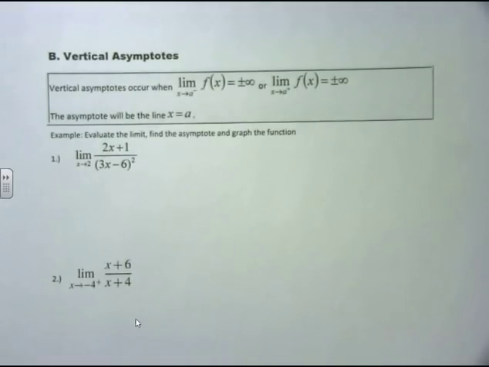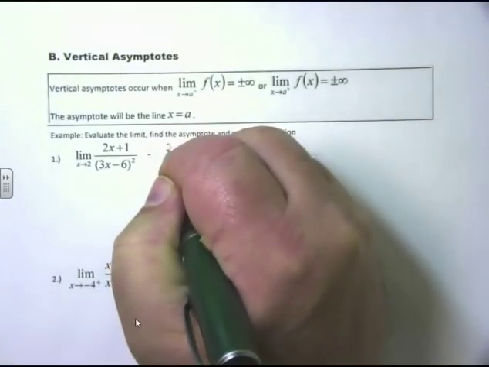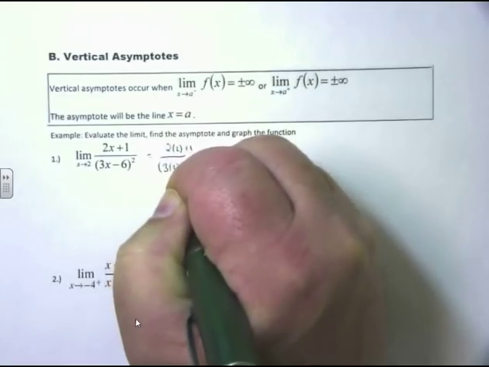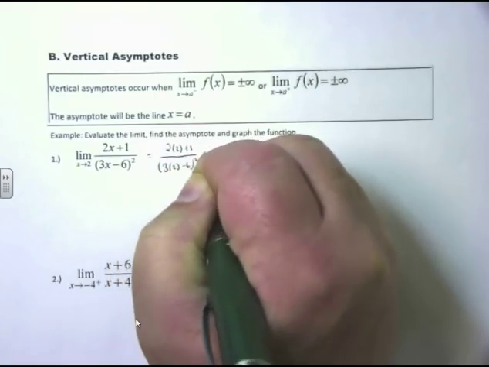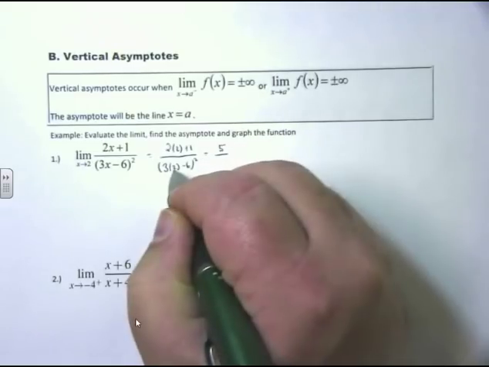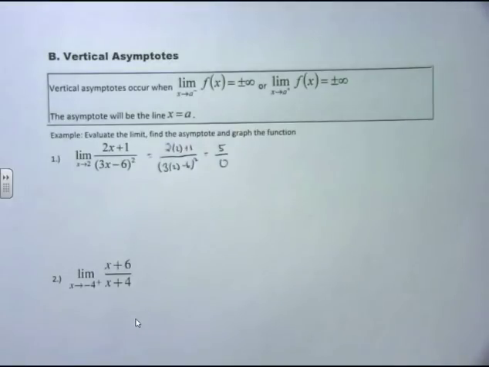Take the limit as x approaches 2 of (2x plus 1) divided by (3x minus 6) quantity squared. Well, the first rule of limits is plug in a number. So let's plug in 2. I'm going to get 2 times 2 plus 1 over (3 times 2 minus 6) squared. 2 times 2 is 4, plus 1 is 5, divided by 3 times 2 is 6, minus 6 is 0. Squared is still 0. It's a number divided by 0.